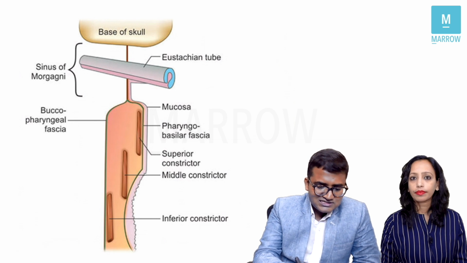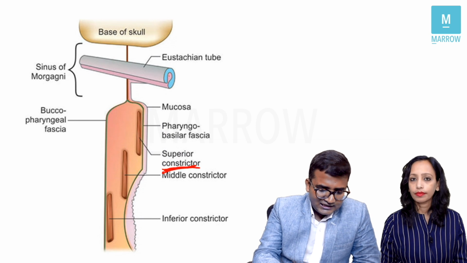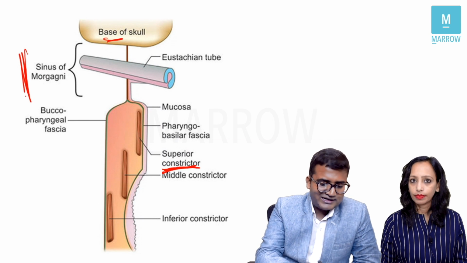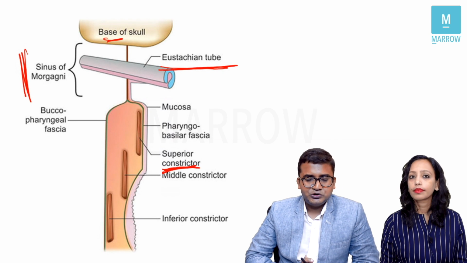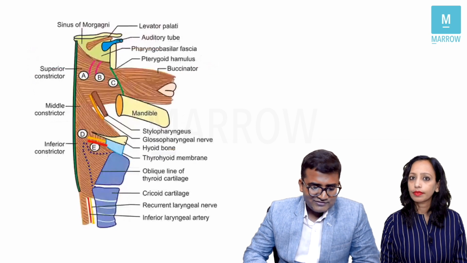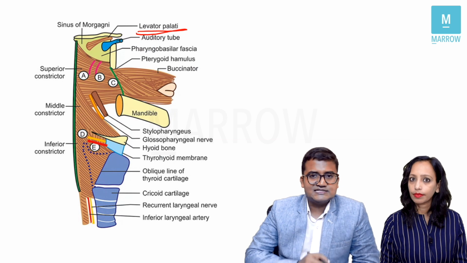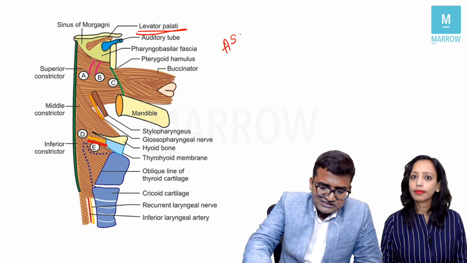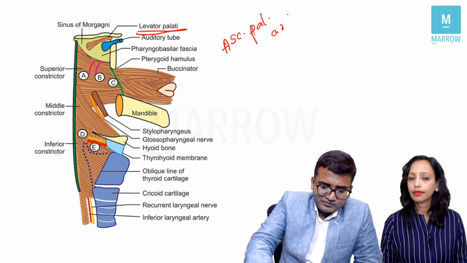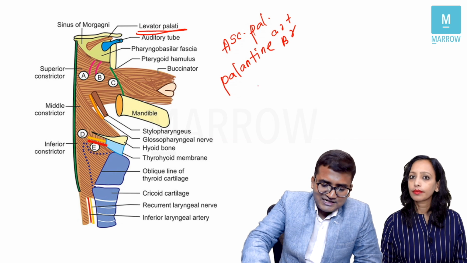Please remember, in this diagram you are seeing clearly, this is the superior constrictor muscle, this is the base of skull, and this is the sinus of Morgagni. Now we are seeing one structure here. What is that? Eustachian tube. So the Eustachian tube is passing in the sinus of Morgagni. Not only the Eustachian tube, we also have some muscles. Number one, the levator palatini muscle. And we have two arteries. What are those? Ascending palatine artery, and number two, the palatine branch of the ascending pharyngeal artery.